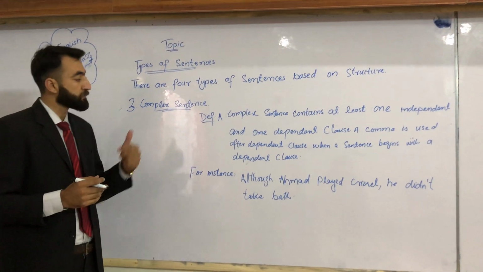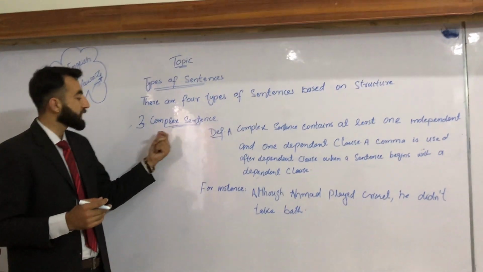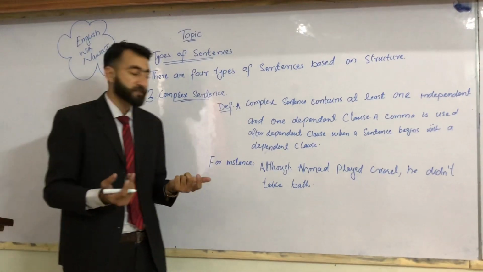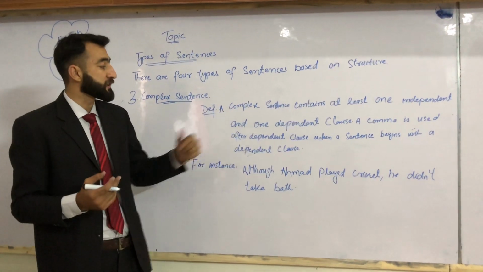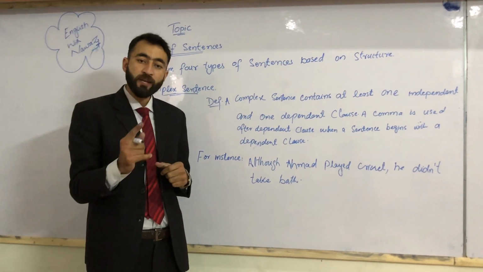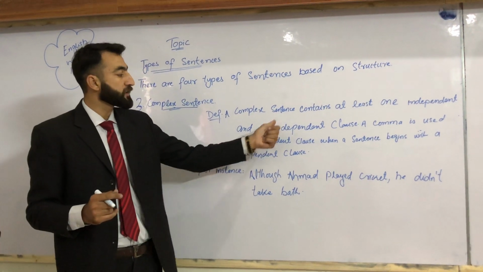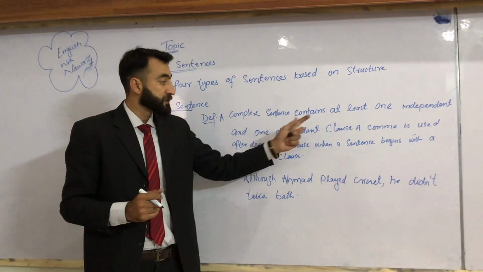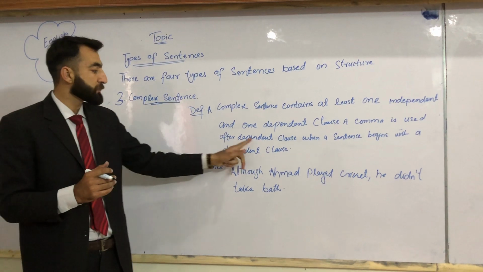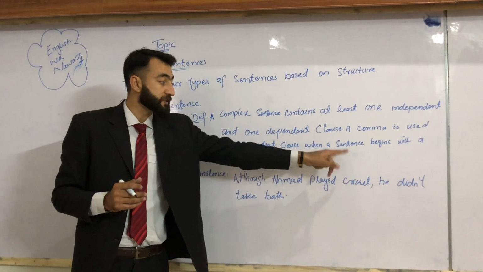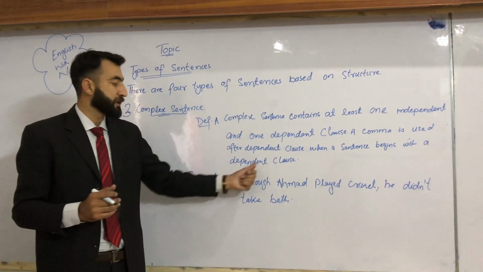The second was compound sentence, and the third one is complex sentence. What is a complex sentence? A complex sentence contains at least one independent clause and one dependent clause. And a comma is used after the dependent clause when a sentence begins with a dependent clause.